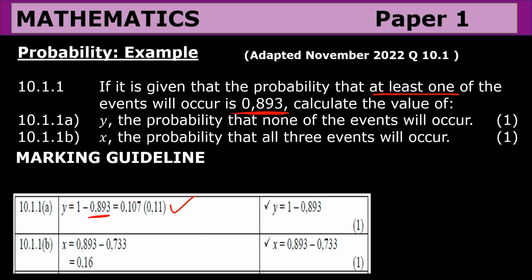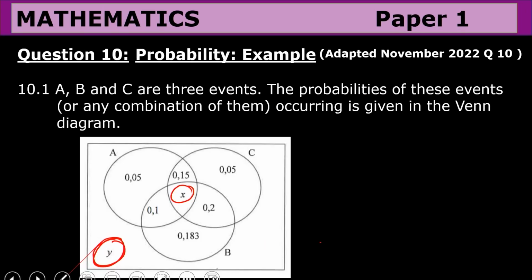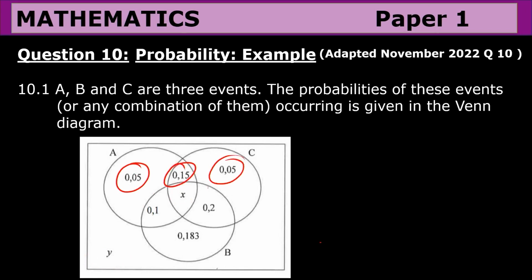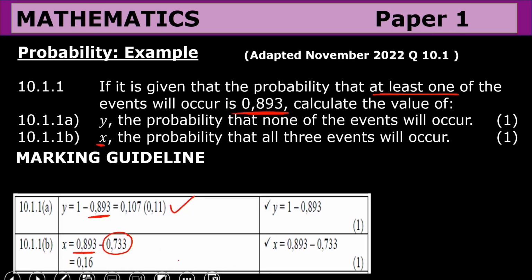Then the next question says, we're going to calculate X, the probability that all 3 events occur. So how are we going to calculate this? Well, we're going to take the probability of at least one of the events occurring, and we're going to subtract from it the addition of all the probabilities there. So this is these ones. So when we go ahead and we add these ones here, that is where that 0,733 comes from, and we will get an answer of 0,16.